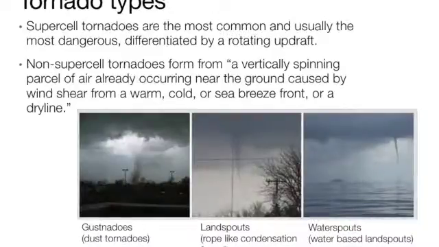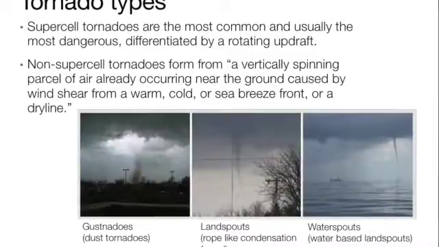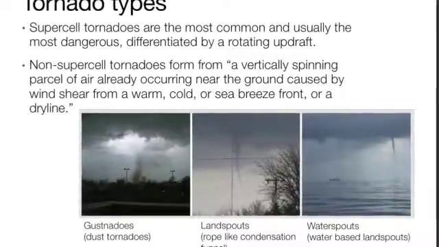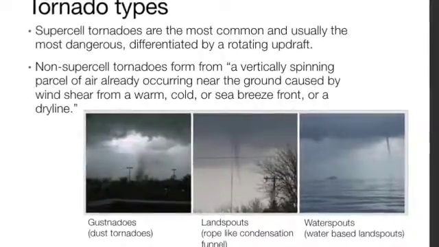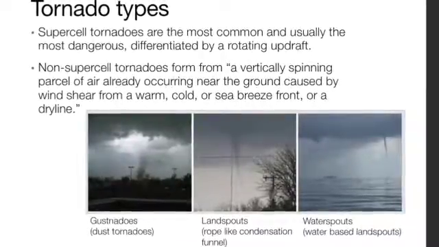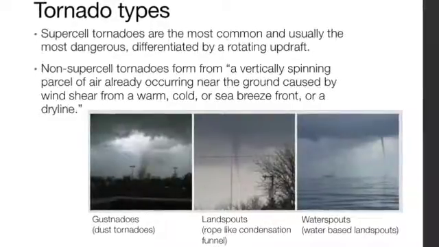With the mesocyclone, what are some tornado types? What gives it its shape? So supercell tornadoes are the most common and usually the most dangerous. And non-supercell tornadoes form from a vertically spinning parcel of air, which forms from a wind shear from a warm, cold, or sea breeze front or a dry line.